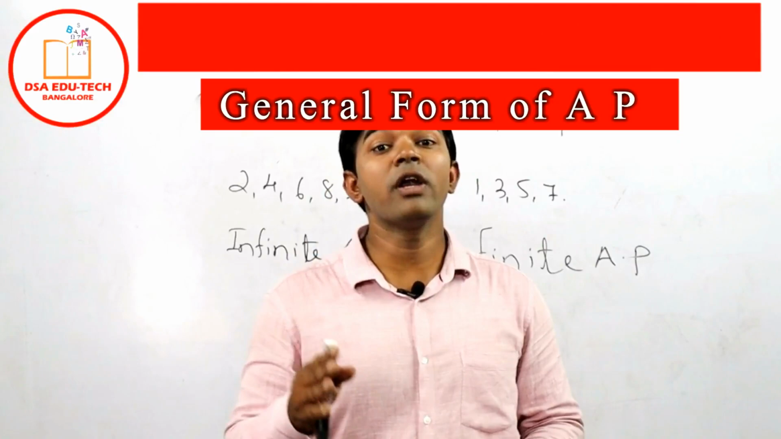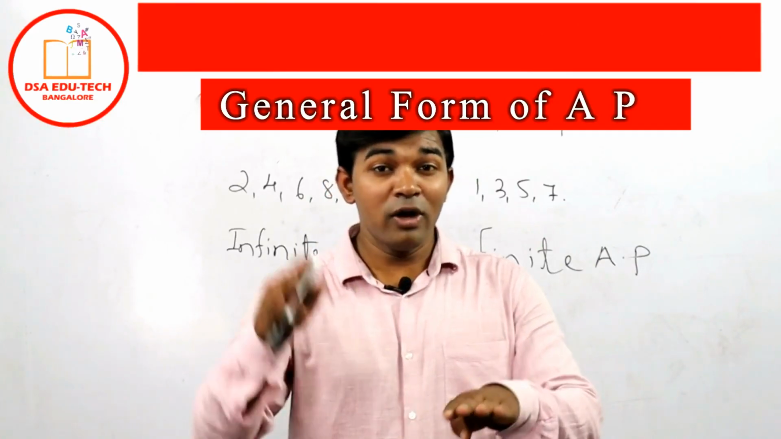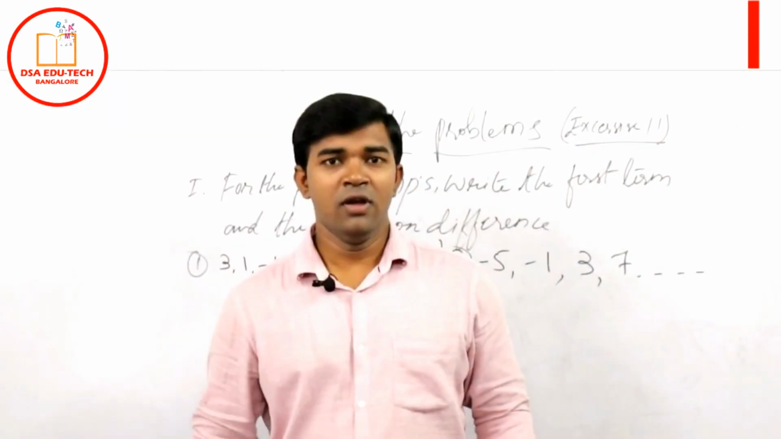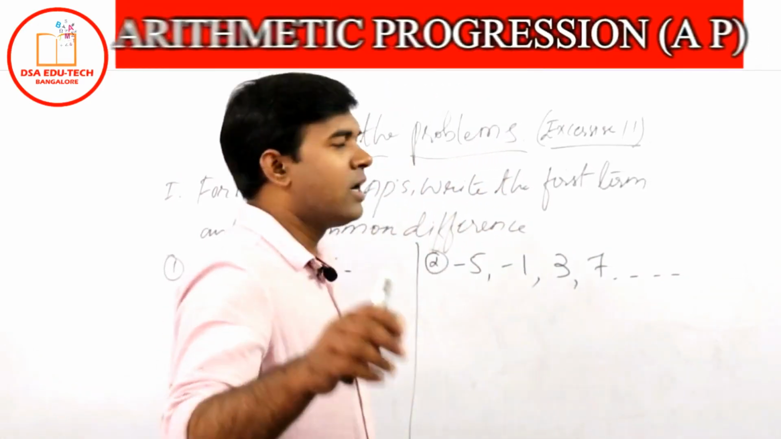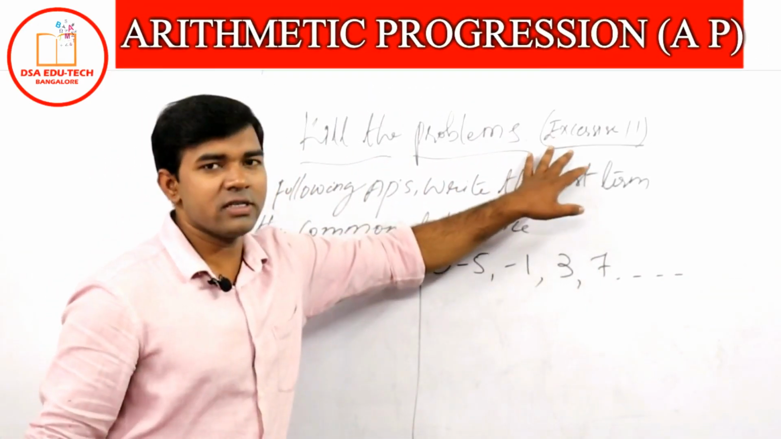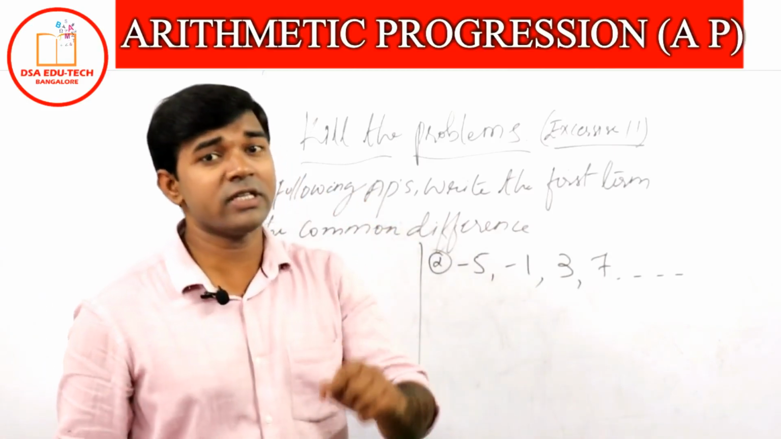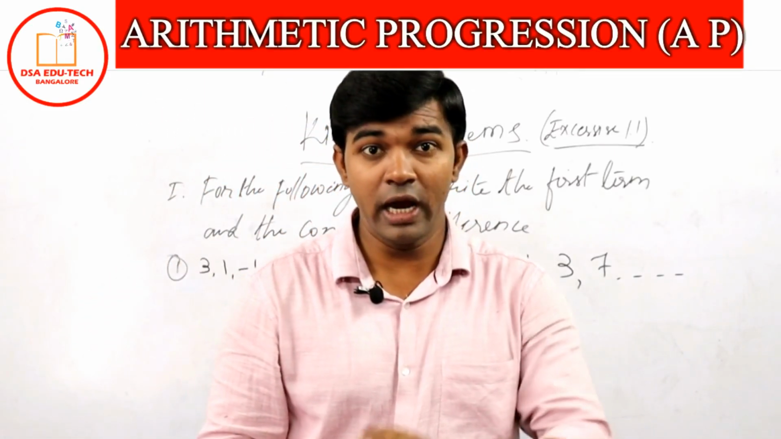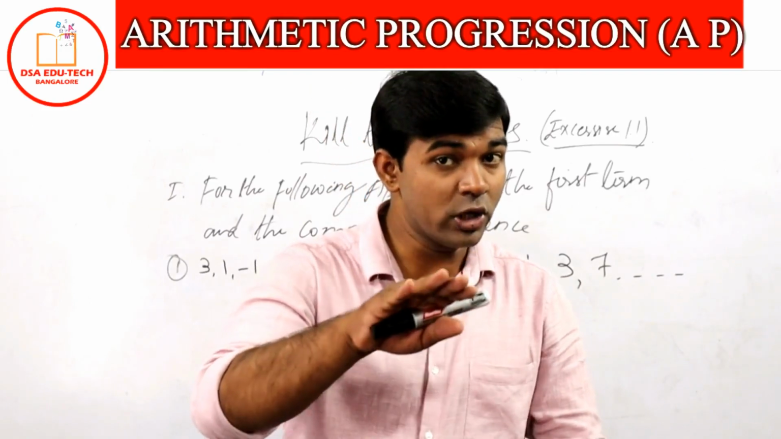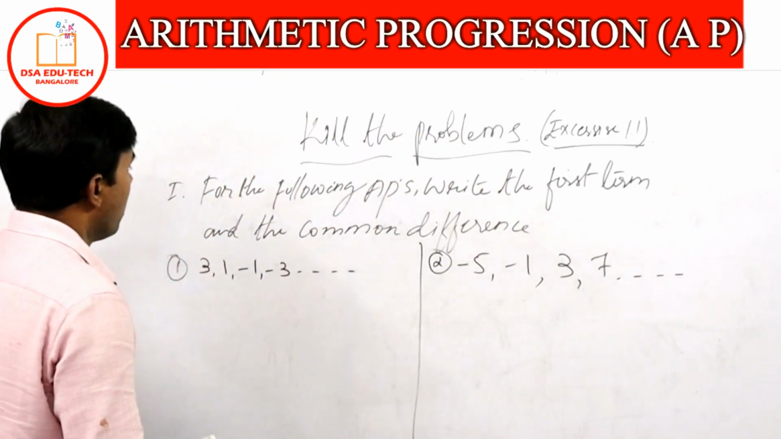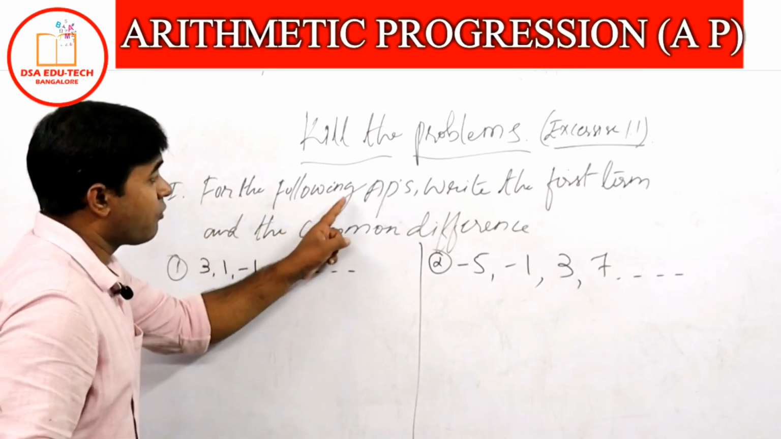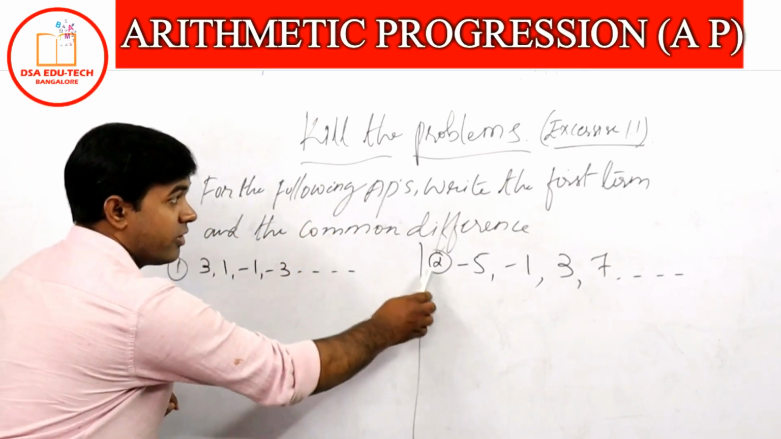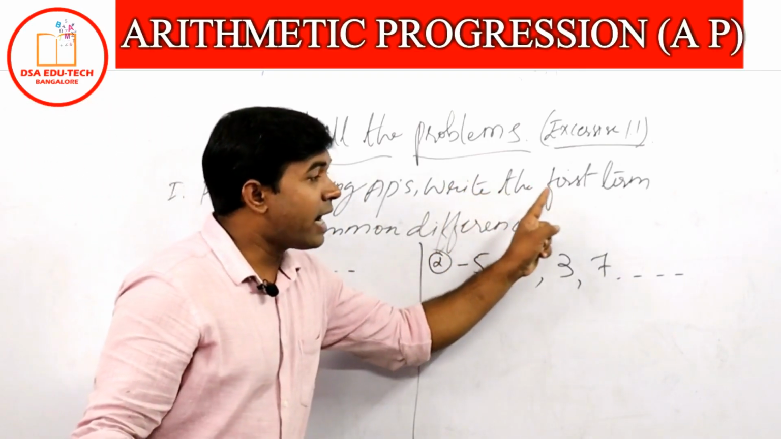So this much of the concept of AP you need to understand before I go to the first exercise, 1.1, right? So now let me kill the problem. Let us kill the problem. Let me find the problems of exercise 1.1. I have given a few selected problems which are important with respect to the board and which you have to understand in depth. So let me start. The problem says: for the following APs, write the first term.